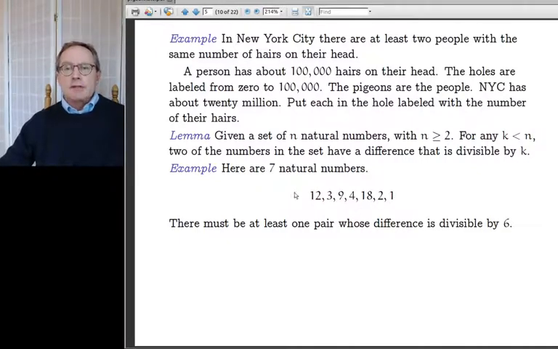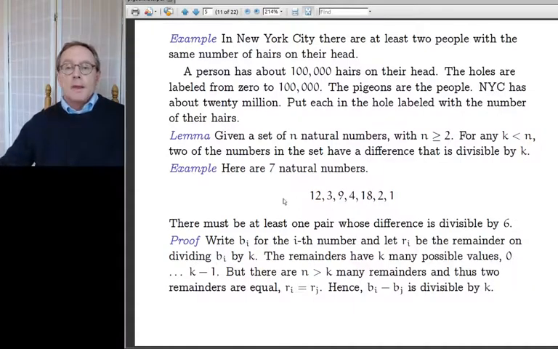If you have 7 natural numbers, then there must be at least one pair of natural numbers whose difference is divisible by 6, or there's another pair whose difference is divisible by 5, or there's another pair whose difference is divisible by 4, etc. Okay, so let's see the proof. The proof is you write bi for the ith number, so this is b1, b2, b3, etc., and you let ri be the remainder on dividing bi by k.